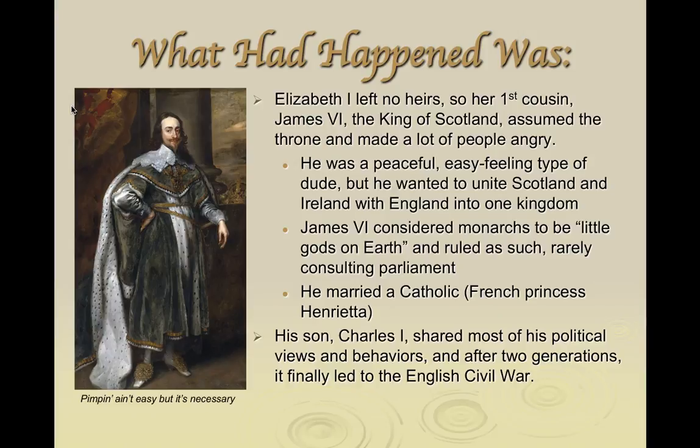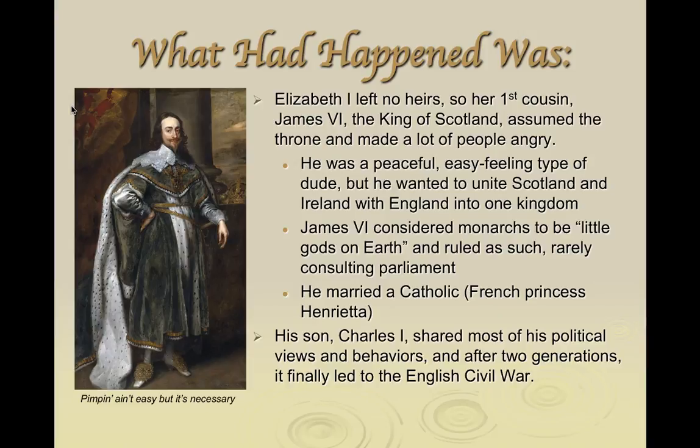He was a chill kind of dude, but he had some wacky ideas at the time that really upset people. For example, he wanted to unite Scotland and Ireland with England into one kingdom, into something like, I don't know, the United Kingdom. That could never happen. But the main problem for James VI was that he considered monarchs to be little gods on earth, essentially demigods, and he ruled as such. He didn't consult Parliament, he didn't ask for advice, and he did what he wanted to do. That didn't go over well with a lot of people with power.